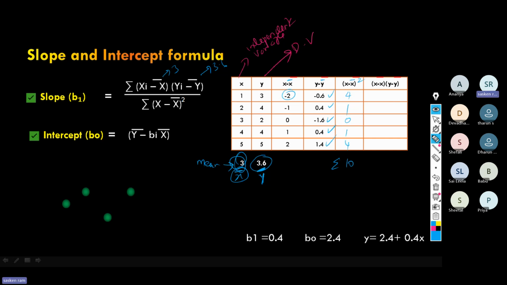So what is x minus x bar times y minus y bar? You need to multiply these two things. Minus 2 into minus 0.6. What value will you get here?